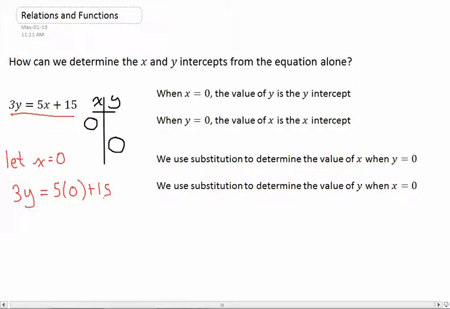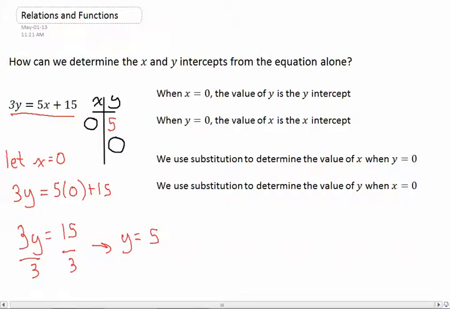Okay, so what we're going to do now is simplify this and solve this equation. Notice that the left-hand side is going to remain just 3y, because there's nothing to simplify there. So what's 5 times 0? 0. What's 0 plus 15? 15. Okay, so now 3y is equal to 15. What do I have to do to both sides to find out how much 1y is? I'm going to divide both sides by 3. And this gives me y is equal to, what's 15 divided by 3? 5. So this gives me a y-intercept of 5.